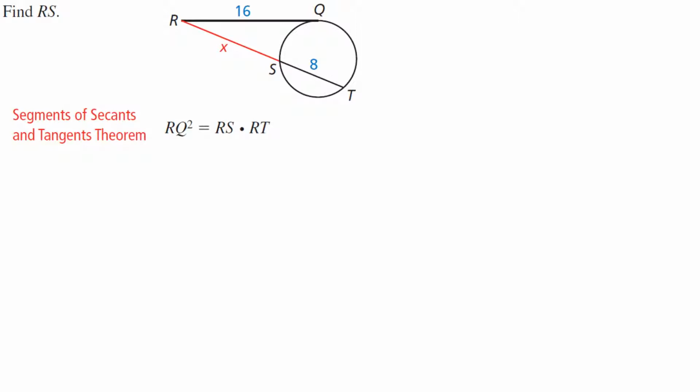So the distance RQ has to be squared. And then we have to do RS times RT. The distance RQ, of course, is 16. RS is the external segment of the secant, so that's just X. RT is the entire secant segment, so that's X plus 8.